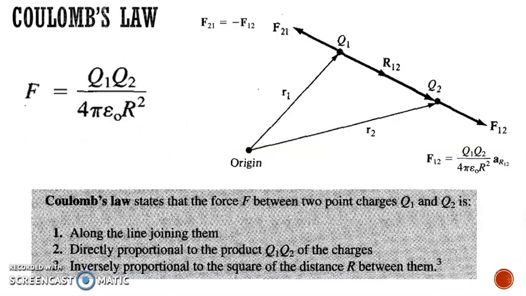Now, what will be the force on Q1 due to Q2? We have been talking about the force on Q2 due to Q1. Now what will be the force on Q1 due to Q2? The situation is the same, so we can say both these forces are equal in magnitude, but their directions are opposite. The direction of the force is along this line. Again, the magnitudes of these two forces are the same.